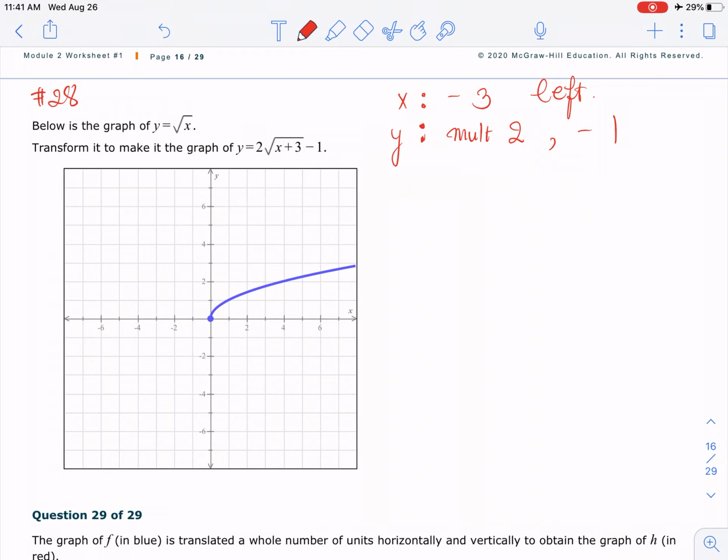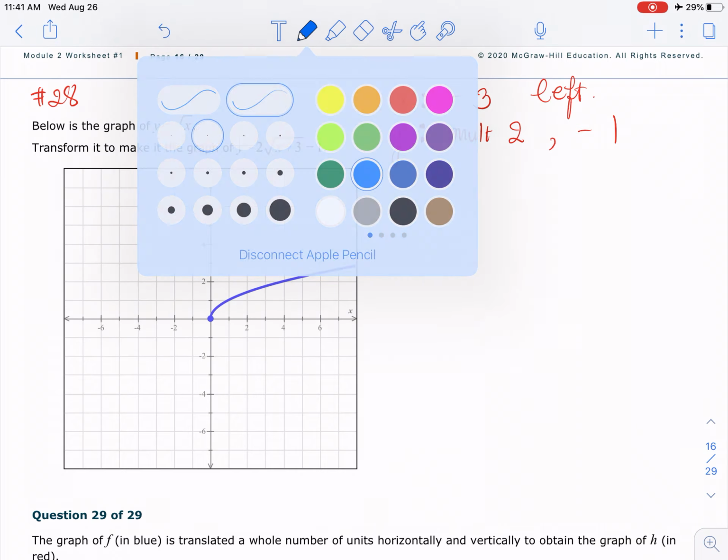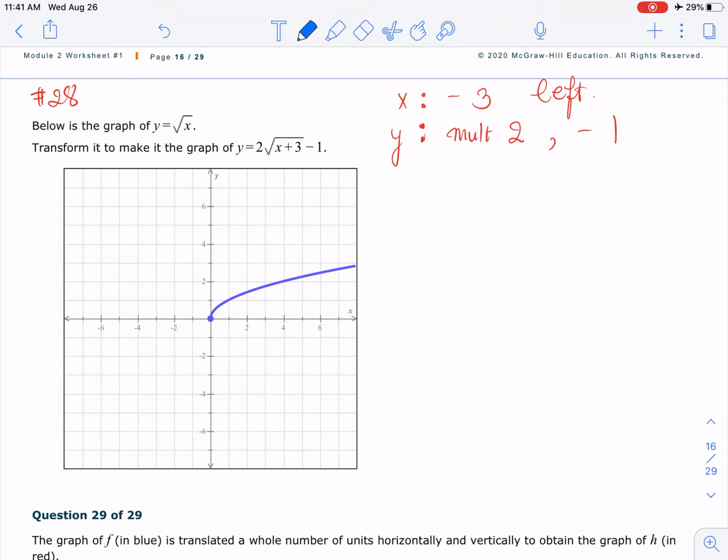Okay, now let's do the transformation. You can pick an ordered pair. You can pick a point. So I'm going to pick this point. Okay, so you can see that the first point we pick is 0, 0. We want to transform it. So for x, 0 minus 3 is negative 3. For y, 0 times 2 is 0, minus 1, so it's negative 1.